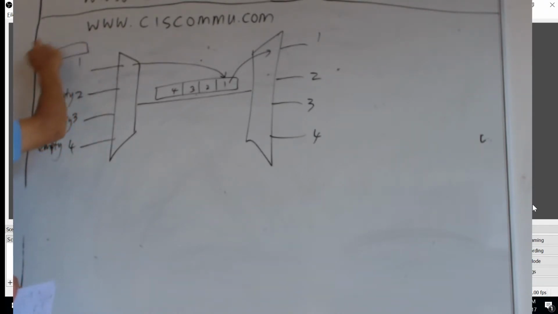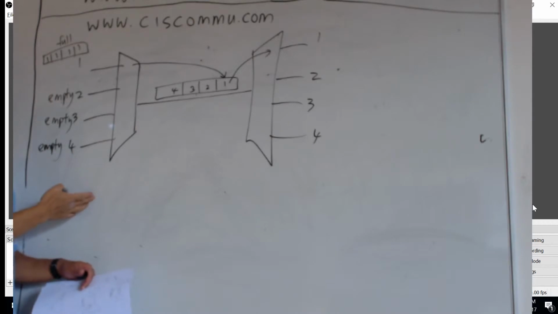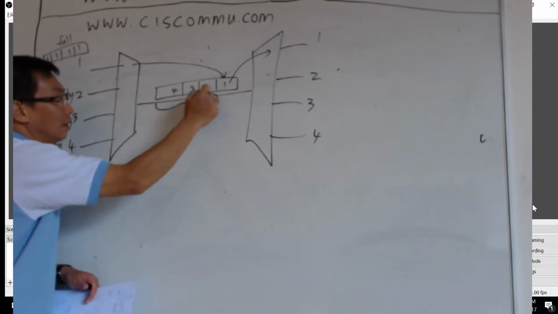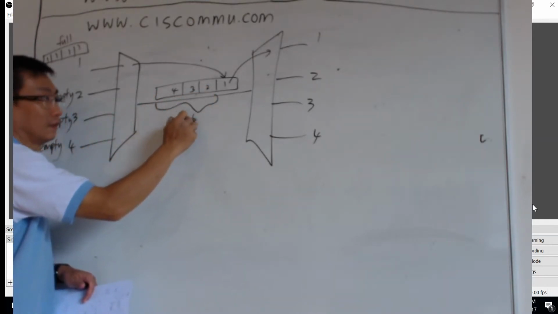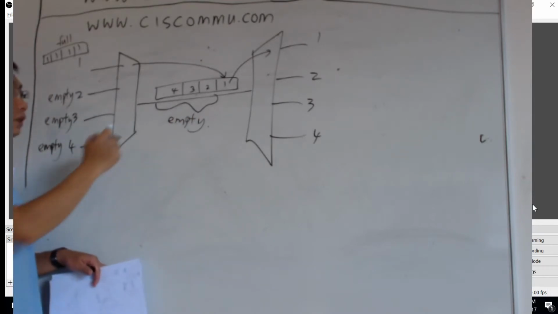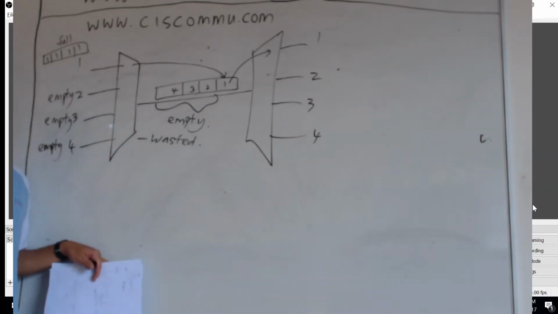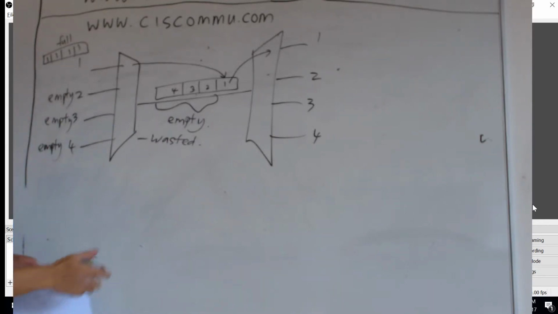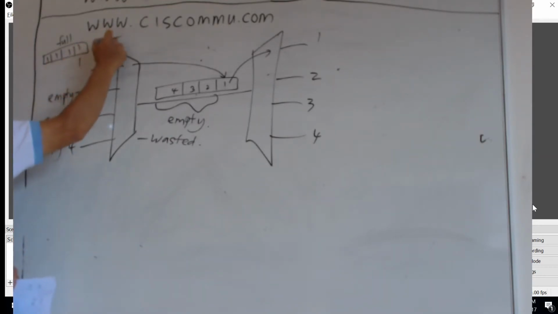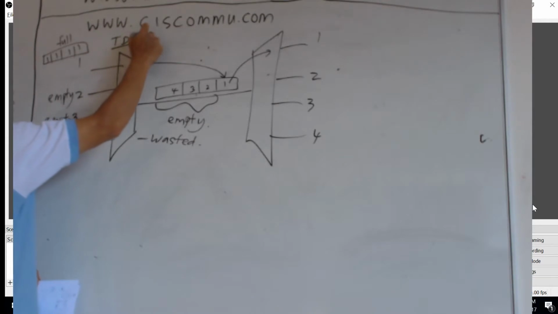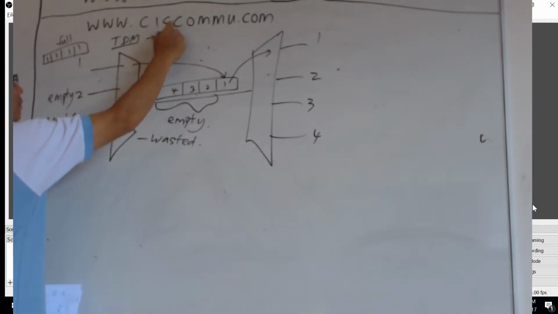What happens if this one is all empty, and here is all full? What happened? Here is also empty, isn't it? Correct? So it's wasted, isn't it? So what you do, you want to modify this, the TDM, to become an ATDM.